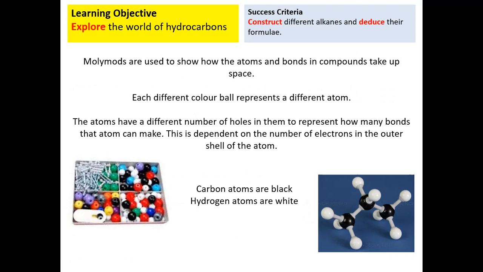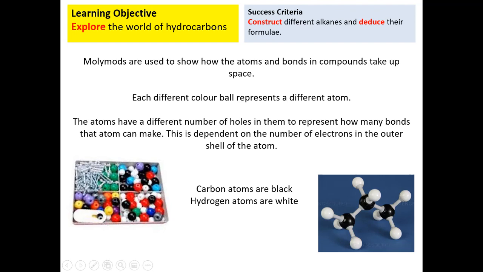Now, if we were in class right now, this is when we get the models out. So if we look at this picture at the bottom, models are used to show how these structures take up actual space because they're not 2-dimensional. We have lots of little balls with holes in them, and you have your bonds. Each different ball, each colour, represents a different atom. We would be using the black ones for carbon atoms and the white ones for hydrogen atoms. And you can then use little plastic bonds, as you can see here, to join them together.